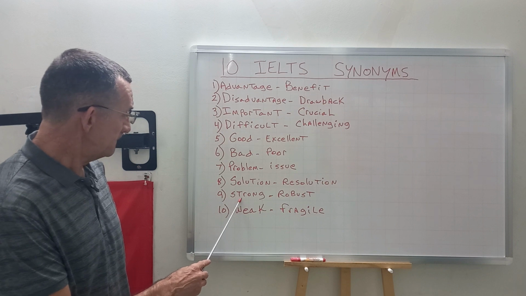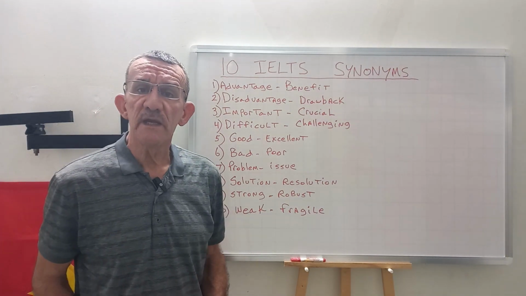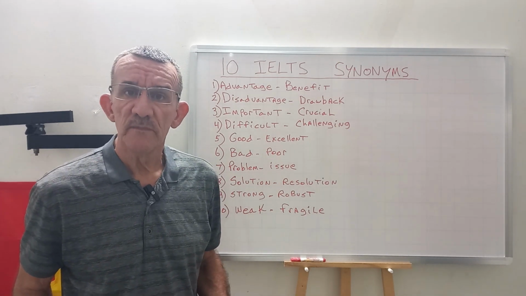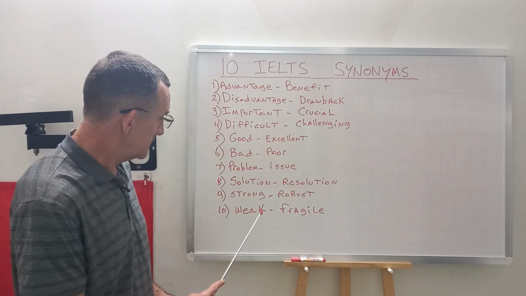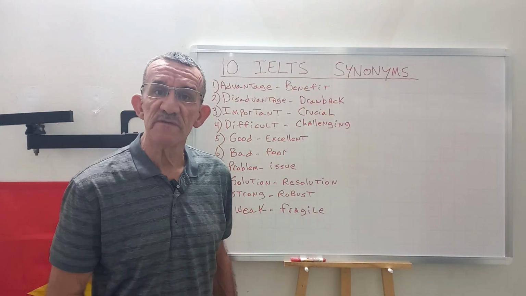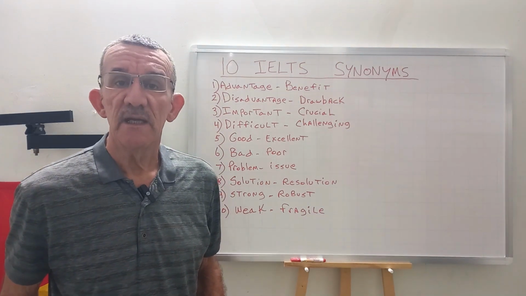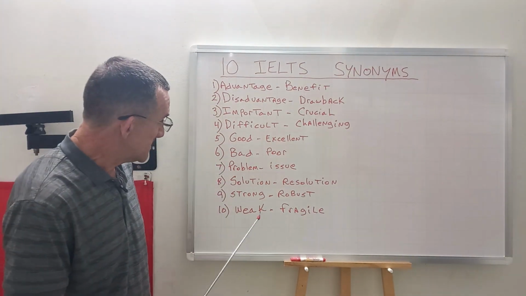Number nine, strong. He was very strong. Synonym, robust. He was very robust. Very good.